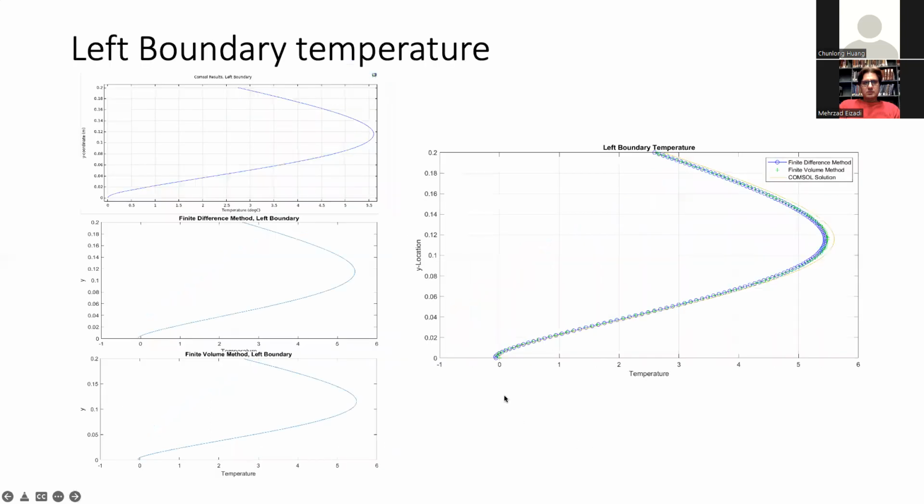And similarly for the left boundary, we also plot the left boundary temperature for the three methods on the same plot, and we also see a small deviation here, but the deviation is considered to be small. I think it's within about 0.2 Celsius. So this also tells us that the solvers are working properly as well. And none of the points here really go below 0 either, so it tells us the heater is working properly as well.